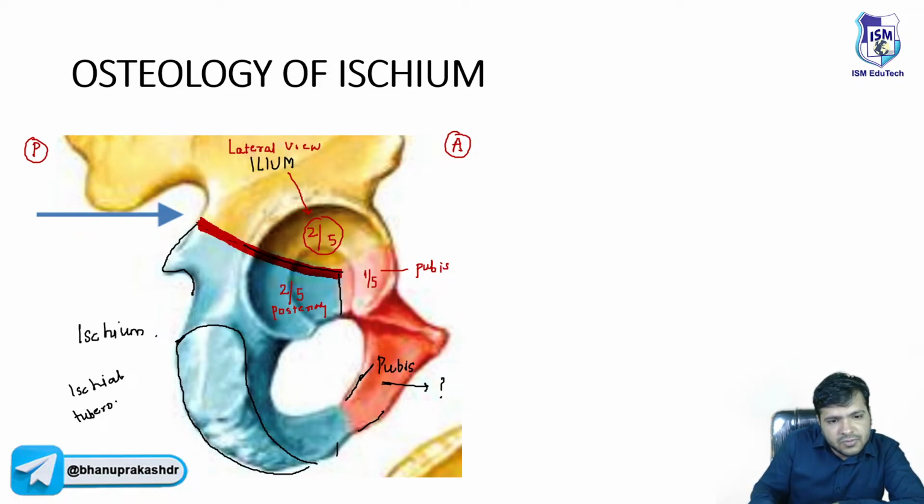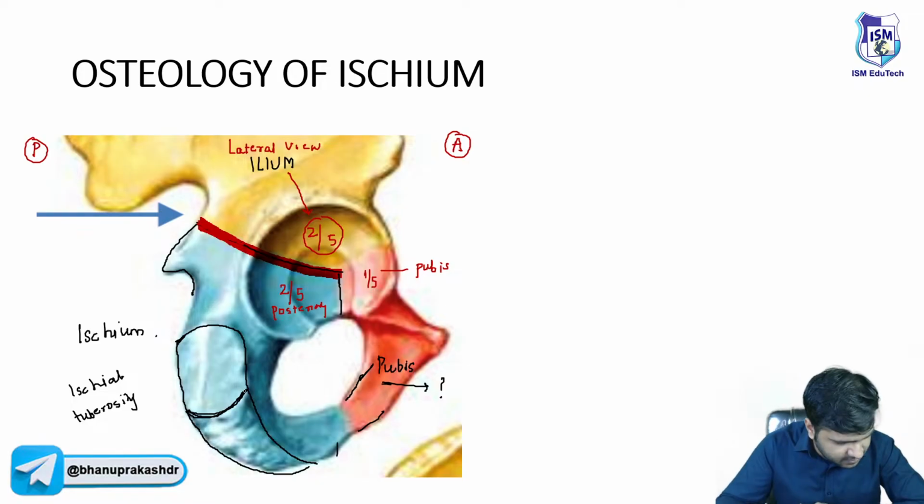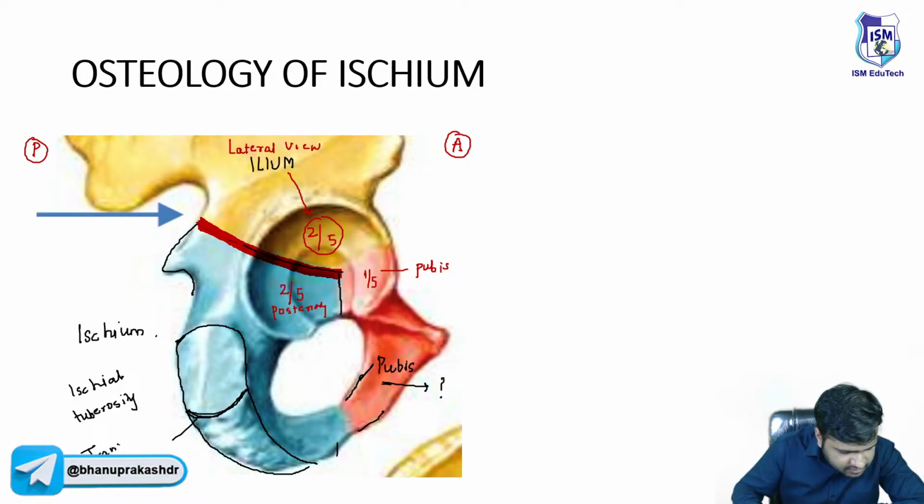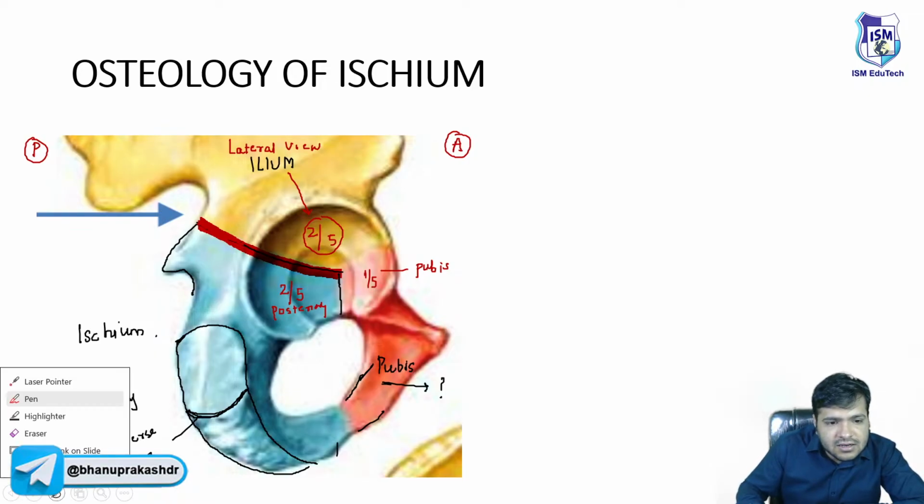Now this ischial tuberosity has a transverse ridge. Transverse line है. Ridge का मतलब क्या होता है? Line. Ridge means line, beta. So this is the transverse line, and this transverse line divides the ischial tuberosity into two parts. The upper part is quadrangular in shape.